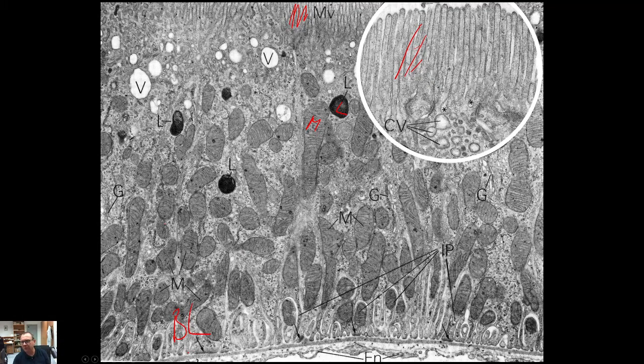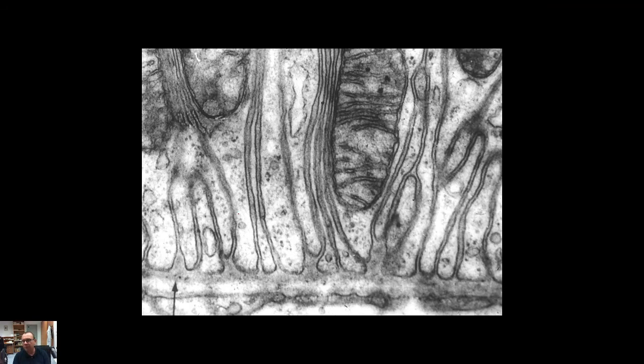No nucleus is visible here because the cell is so big that it is easy to cut it at the level where the nucleus isn't present. Detail of the basal labyrinth and the contact of the basal labyrinth and the basal lamina with the wall of a fenestrated capillary. This is the endothelial cell, its lateral process of the fenestrated capillary.